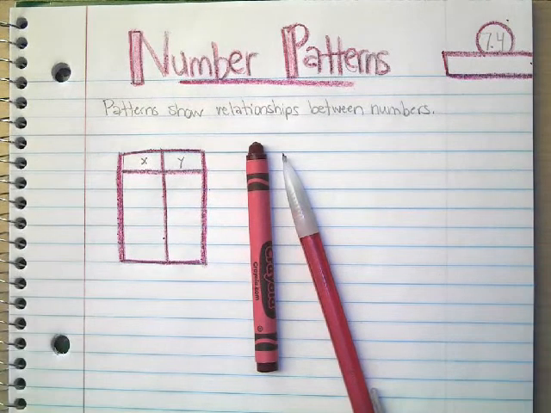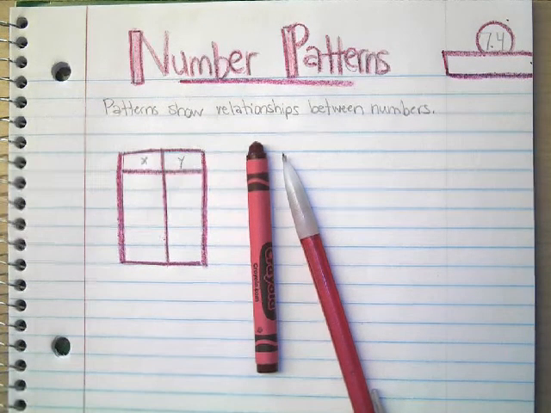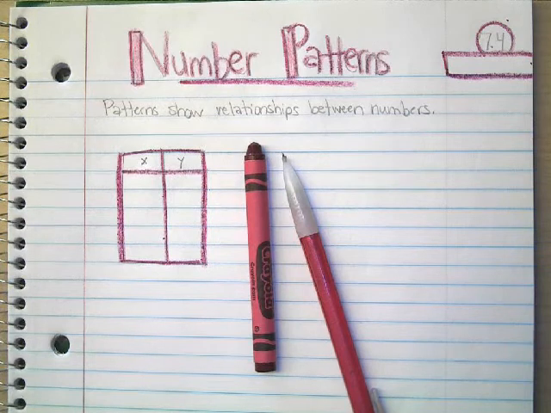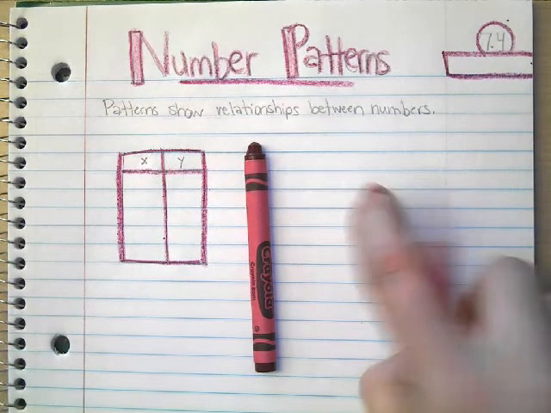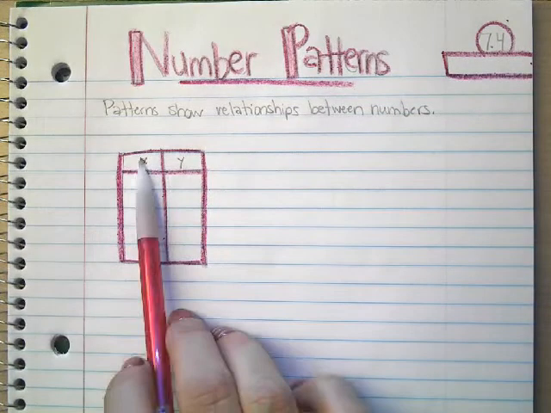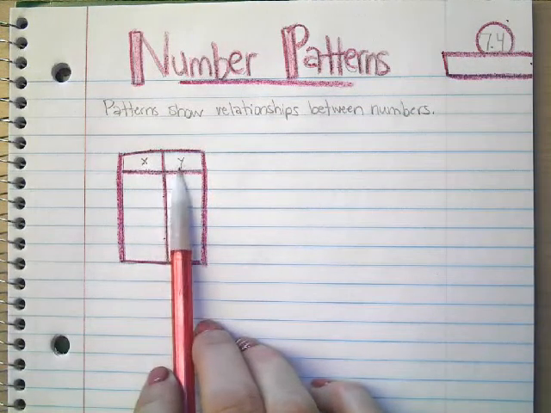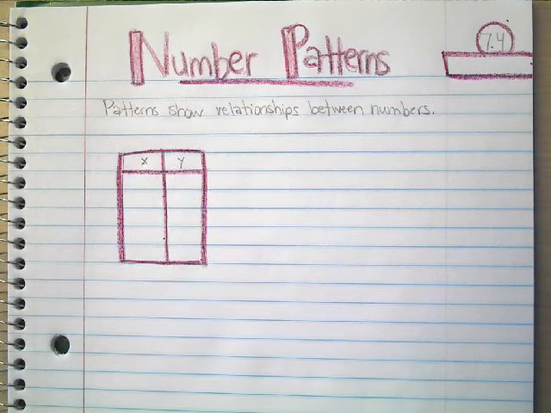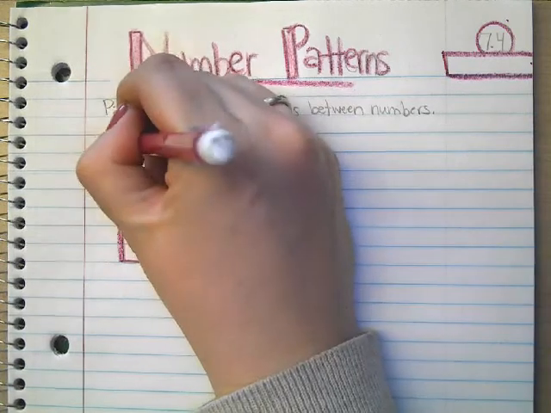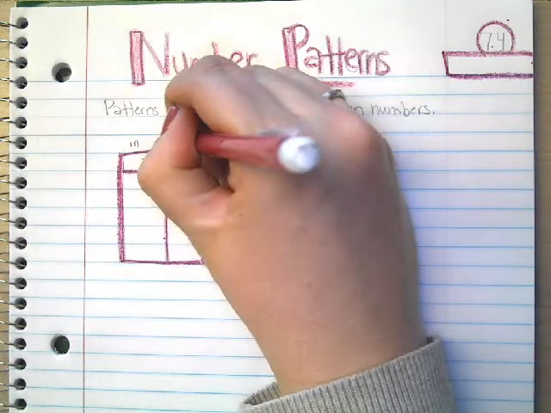A pattern is something that shows relationships between numbers. So we're going to be looking at different sets of numbers and trying to find relationships between them. We're going to do that one way using an in and out table or a function table. An in and out table has an x variable and a y variable, or a number that is x and a number that is y, and we're trying to figure out what the rule is or what's happening.